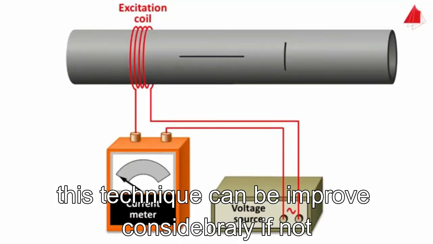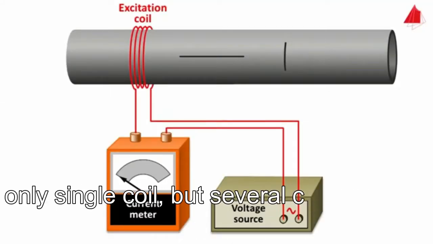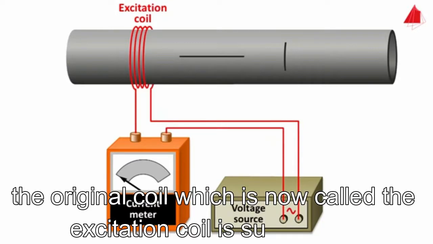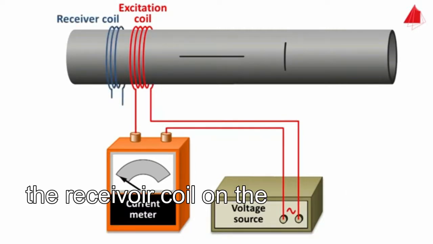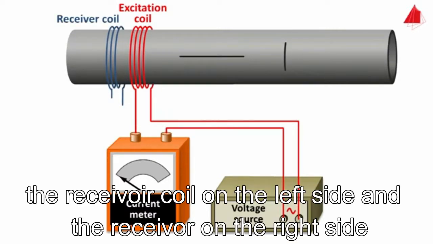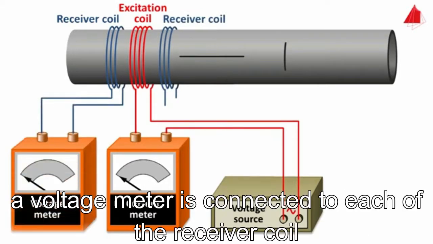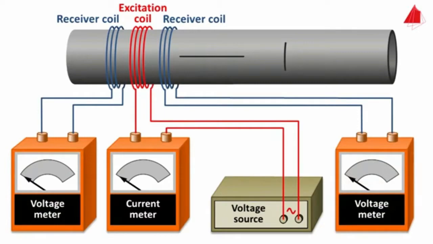This technique can be improved considerably if not only a single coil, but several coils are used. The original coil, which is now called the excitation coil, is supplemented with a receiver coil on the left side, and a receiver coil on the right side. A voltage meter is connected to each of the receiver coils.